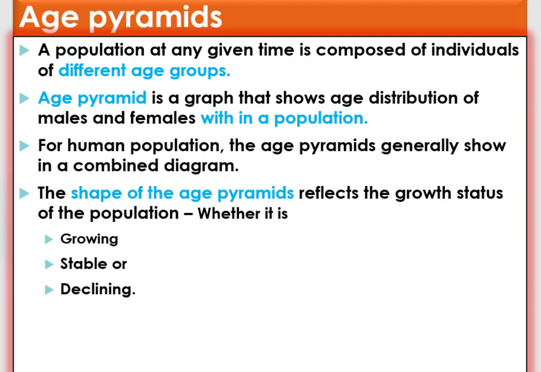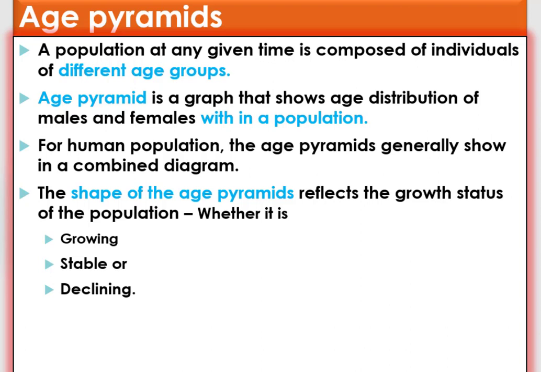In the demographic transition, the relative number of young and old people changes. A population at any given time is composed of individuals of different age groups. These are best shown in age pyramids. An age pyramid is a graph that shows the age distribution of males and females within a population. For human populations, the age pyramid generally shows in a combined diagram.